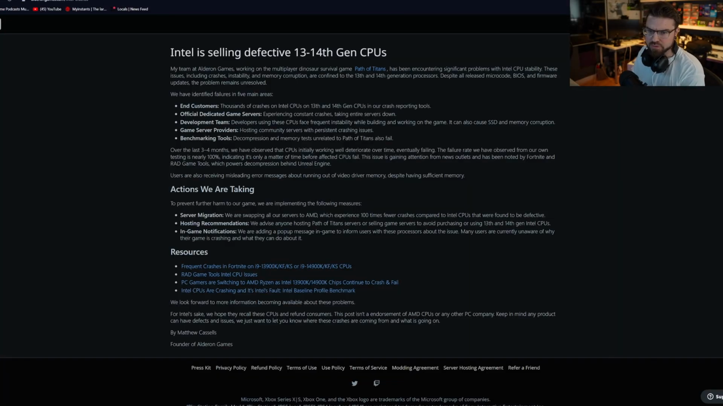Over the last 3 to 4 months, we have observed that CPUs initially working well will deteriorate over time, eventually failing. The failure rate we have observed from our own testing is nearly 100%, indicating it's only a matter of time before affected CPUs fail. The issue is gaining attention from news outlets and has been noted by Fortnite and Rad Game Tools, which powers decompression behind Unreal Engine. Users are also receiving misleading error messages about running out of video memory, video driver memory, which is something we saw before with the fighting game, despite having sufficient memory.